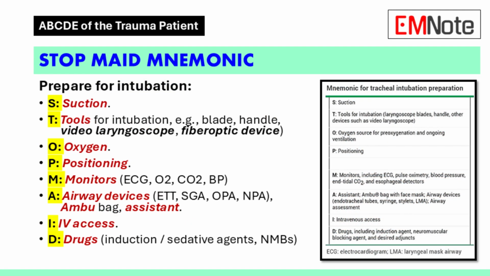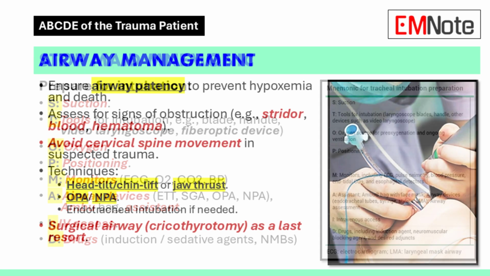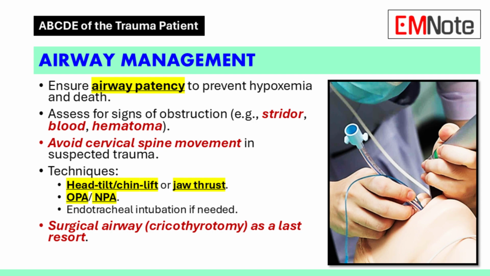Prepare for intubation using the mnemonic STOP MADE. Suction, tools, oxygen, positioning, monitoring, ambu bag, intravenous access, drugs. Alternatives to orotracheal intubation include nasotracheal intubation. Surgical airway management, such as cricothyrotomy or tracheostomy, is the final option if other techniques fail. Cricothyrotomy is preferred in cannot intubate, cannot oxygenate situations.